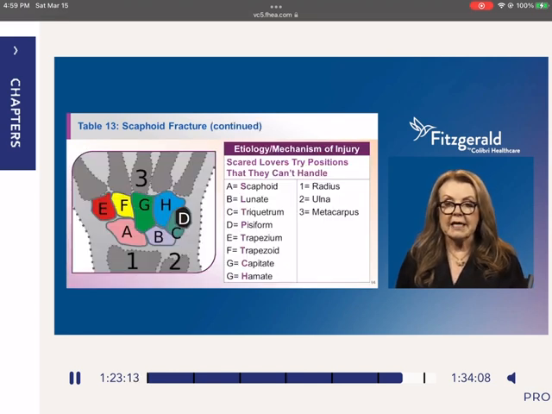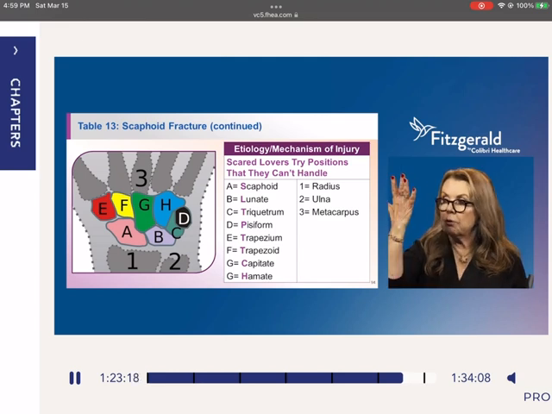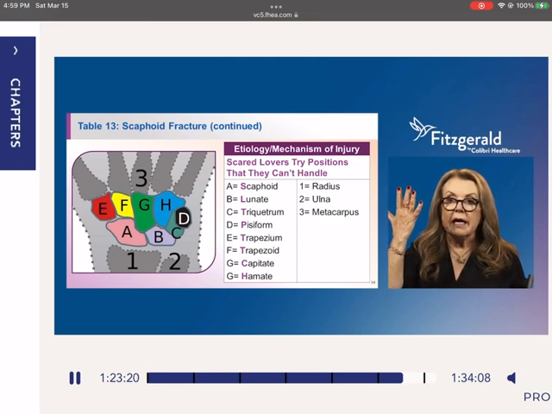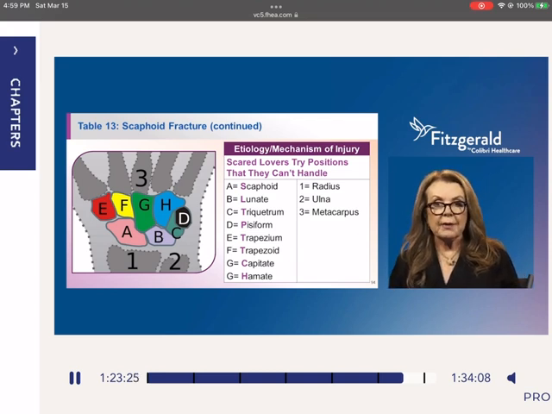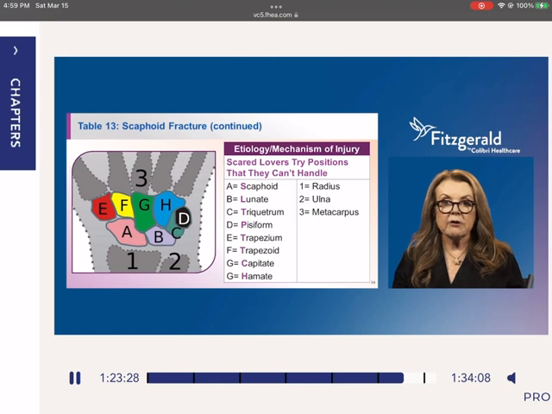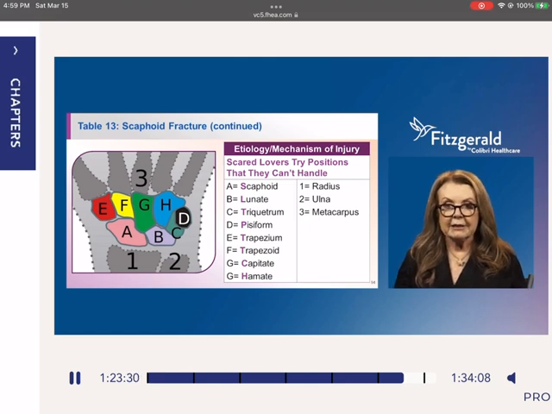How does it present? Well, one of the things I want you to remember here is what are the bones within the wrists and the hand. And this is a mnemonic that some people like to remember, for all of these bones here: scared lovers try positions they can't handle. And looking at A, that's the location of the scaphoid bone. And then looking at 1, 2, and 3: 1 is the location of the radius, 2, the ulna, and 3, the metacarpus.